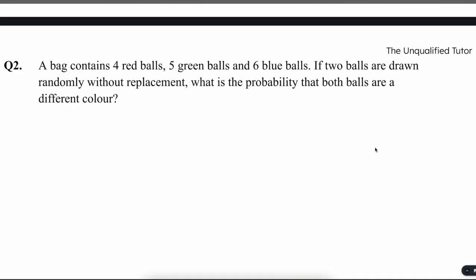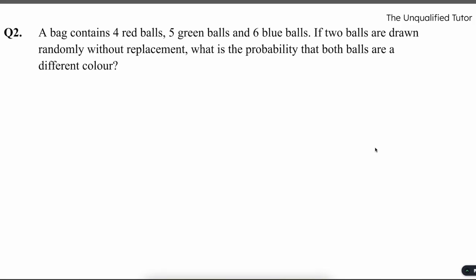So the next question: another bag contains 4 red balls, 5 green balls, and 6 blue balls. If 2 balls are drawn randomly without replacement, what is the probability that both balls are a different colour? So we've got 2 balls drawn randomly without being replaced. What's the probability that they're a different colour?